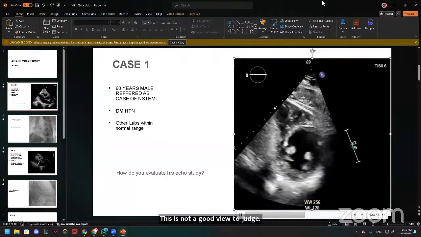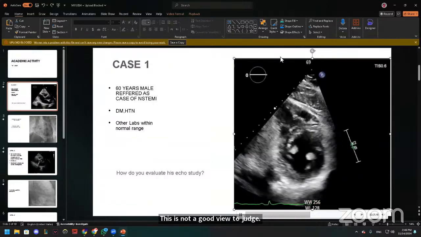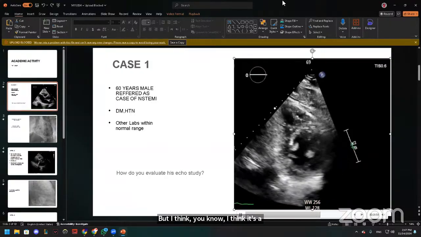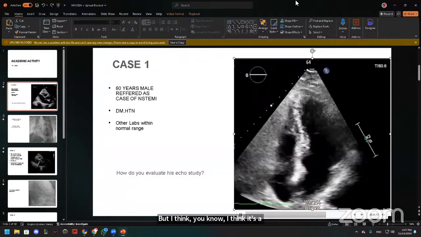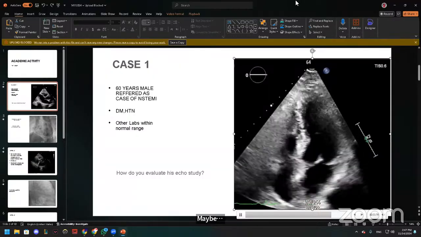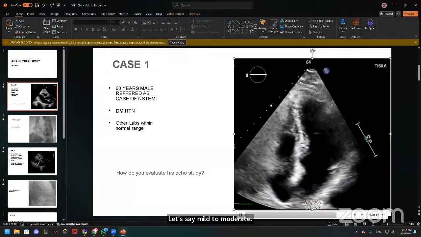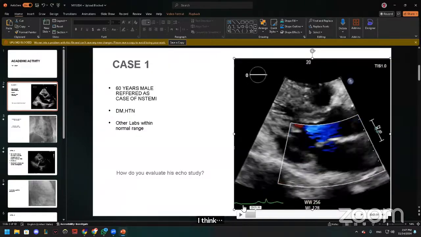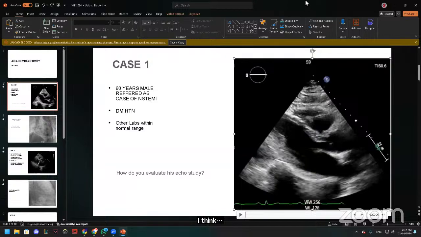Four-chamber. Okay. I think it's maybe, let's say, mild to moderate. Mild to moderate. Yeah, okay. I think. Okay, excellent. You're almost correct. It's mildly reduced. So 40 to 40. Sorry, it was 45 to 50.